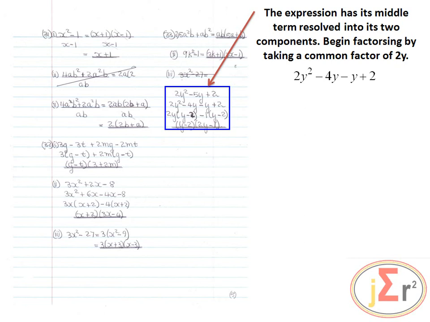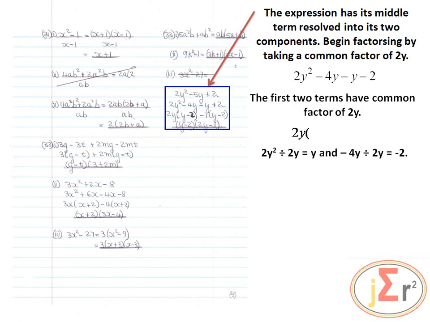And we will factorize immediately by taking a common factor of 2y. So the first two terms have a common factor of 2y, and we know that our common factor 2y there, 2y into 2y squared, the 2's will cancel, y into y squared is y, and 2y into negative 4y, we have a negative sign there, 2 into 4 is 2, and the y's will cancel. So we will have y minus 2. 2y squared divided by 2y is y, and negative 4y divided by 2y is equal to negative 2.